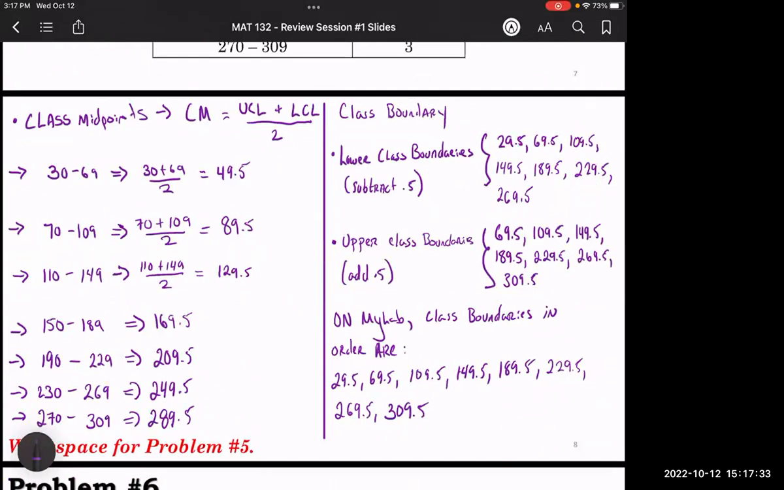To find the class boundaries, can we also do 70 plus 69 and divide by 2? I think you can. I've never done it that way. From Pearson? Yeah, it shows you that. If Pearson shows it, then you could do it.